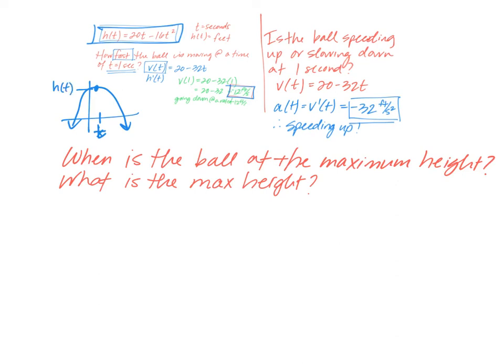Now, when you're thinking about this, you're thinking about the ball going up and then coming back down. There's a split second when the ball is up in the air where it stops, because it stops going up and starts coming down. And that is going to happen when the velocity is equal to 0.